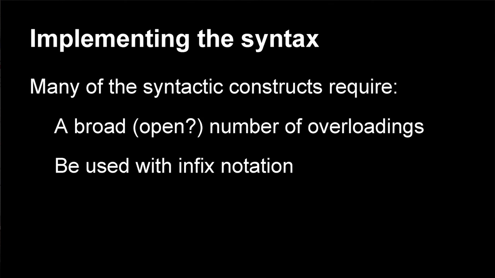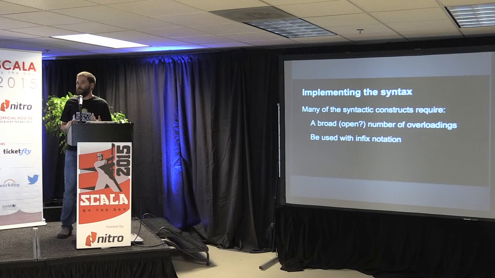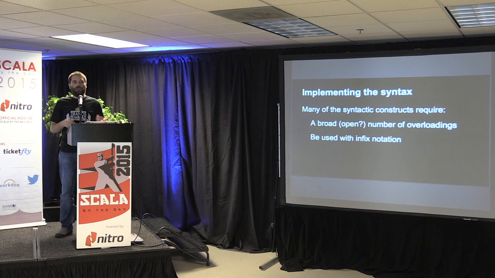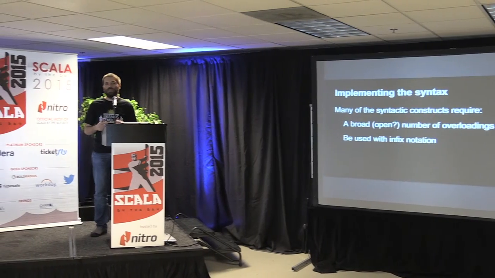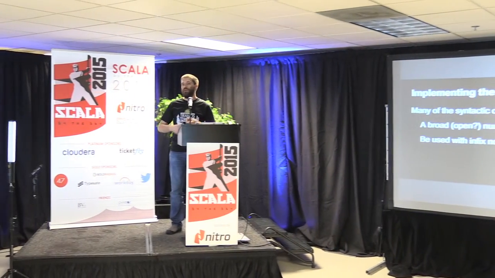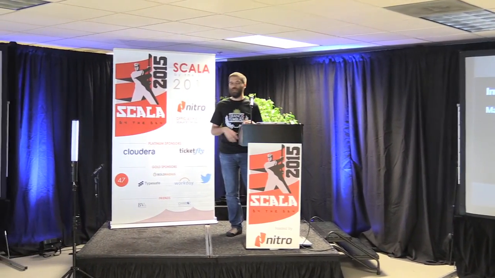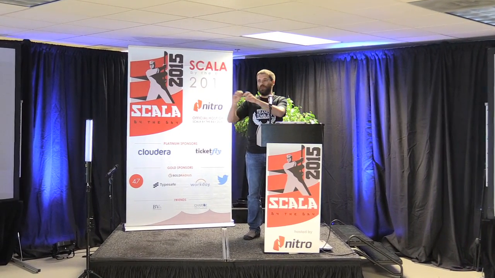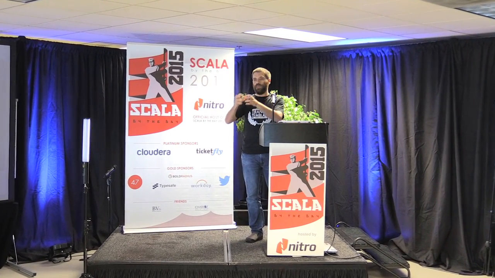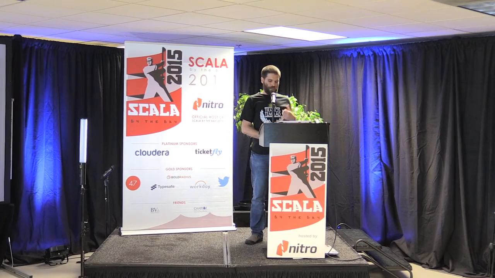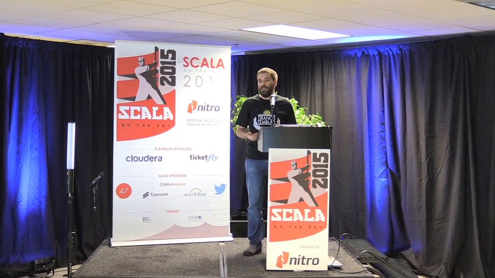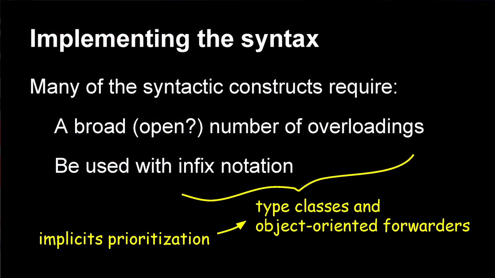Most of the implementation of the syntax. Many of the syntactic constructs that we want to implement require a broad and possibly open number of overloadings. We also want to be able to use them in an object-oriented style. We want to say some value dot method arguments, or value operator arguments. So this will lead us to use type classes and object-oriented forwarders. And this, in turn, will lead us to use implicit prioritization.